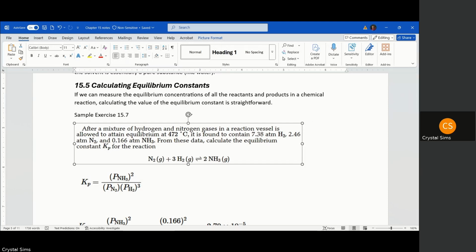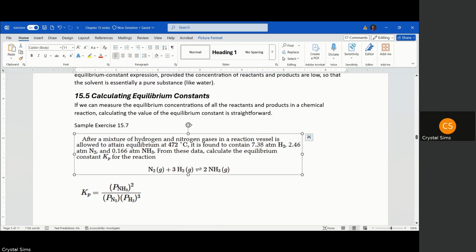So the first step here that we're going to do is set up our expression, which is what we have right here. We've got the partial pressure of the ammonia gas on top. The coefficient is 2. That becomes our exponent. Then we put nitrogen and hydrogen on the bottom. Nitrogen has a coefficient of 1, so that, of course, is understood. And then hydrogen of 3, and so we put that exponent of 3 there. So there is our expression.